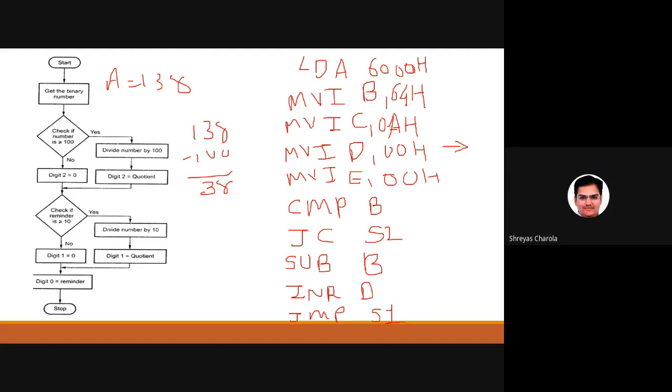And directly I'll JMP S1. Where should I write S1 in the program? One time you have done the subtraction, you have incremented D, again you need to do the subtraction. But where exactly should this S1 go? This is S2. Okay, where should exactly the S1 go?